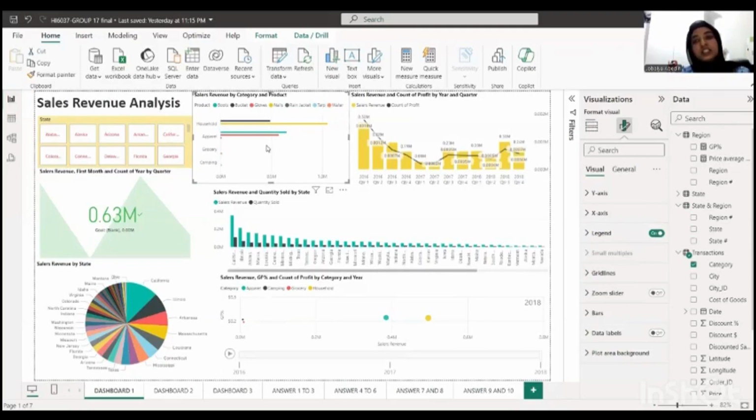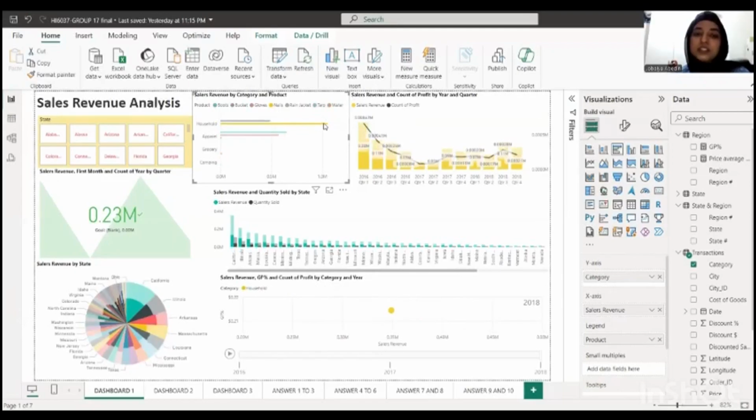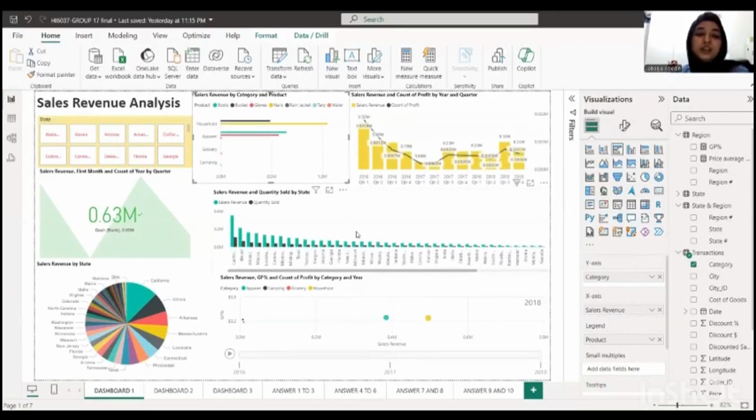For my next visualization, it's a clustered bar chart, which shows the sales revenue by category and by product. The household category we can see in the y-axis, and above we can see the products. So these bars are showing the household and the products both, and these are the amounts in million. We can see the sales revenue for the category was highest in household. So household sells the most products. And if we particularly want to look at which product has the highest sales revenue, we can see that it was nails.